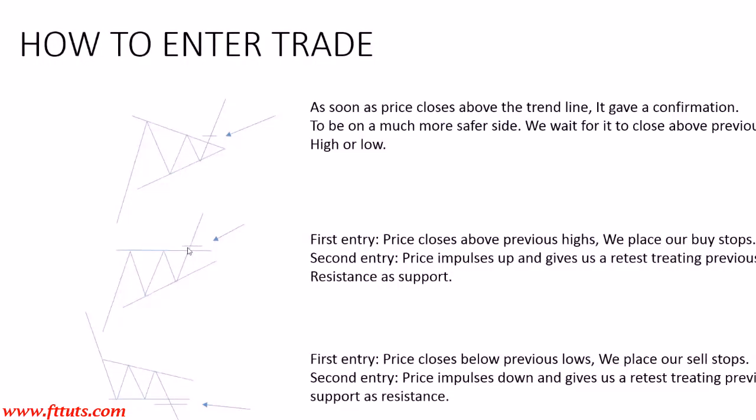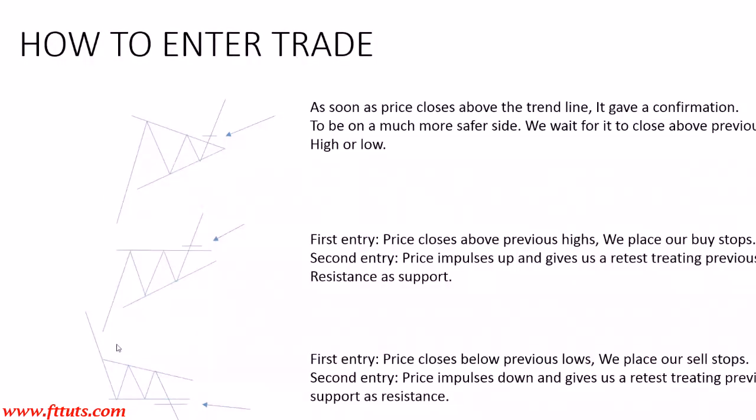Okay? And the second entry would be something like, let me draw it quick. It would be something like this. Price impulses all the way up, then comes down, then you go up with it. Can you see that? That would be our second entry. You wait for it to come back down and retest, then you go up. But this one doesn't happen all the time. So if you only trade that way, you're going to miss the other opportunities.